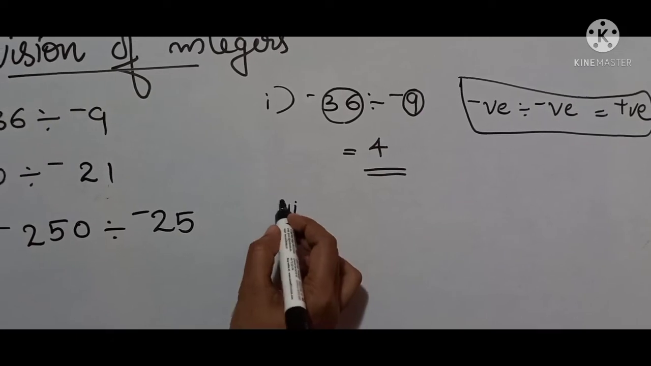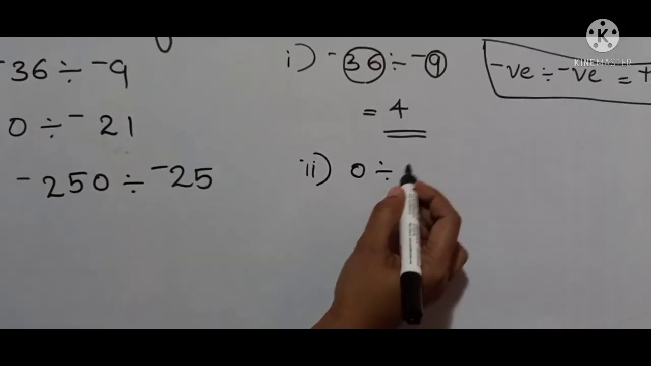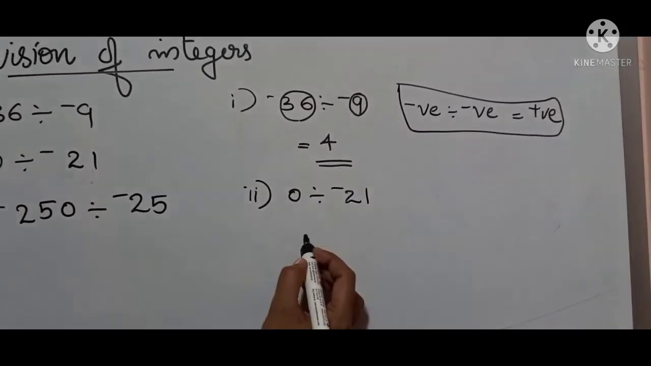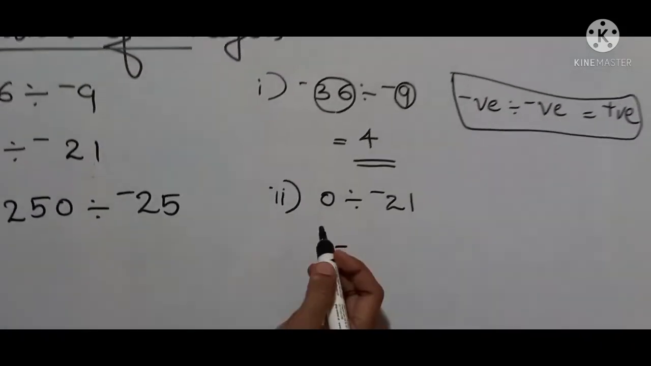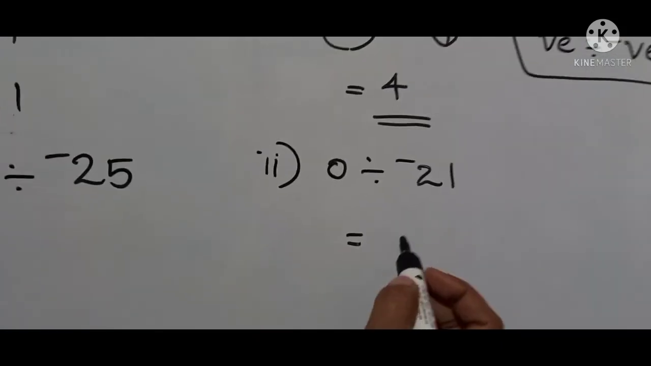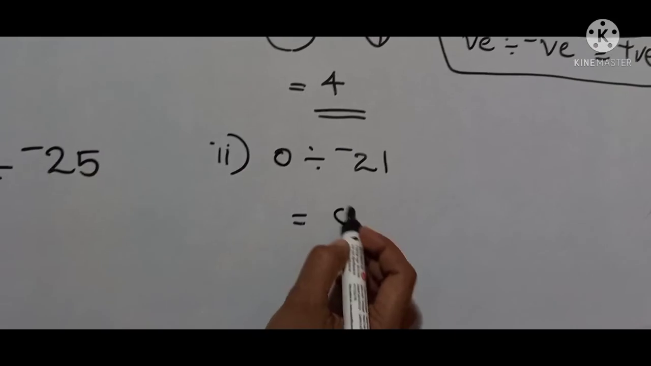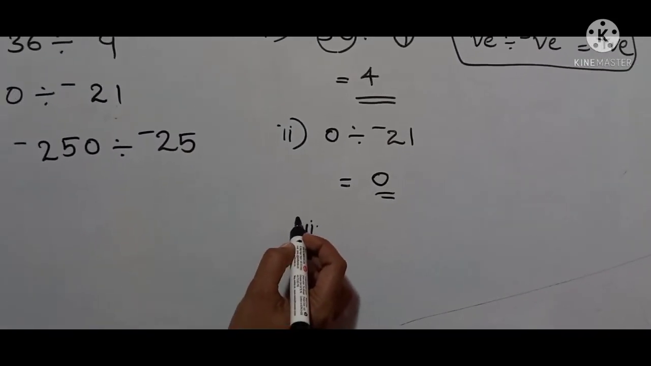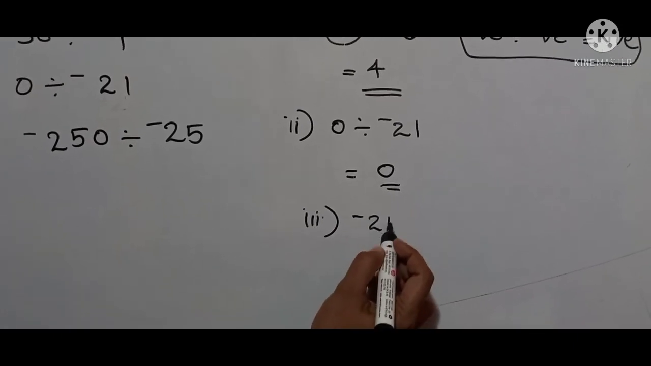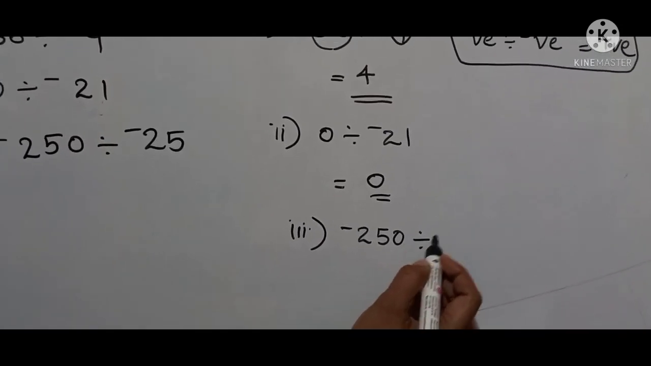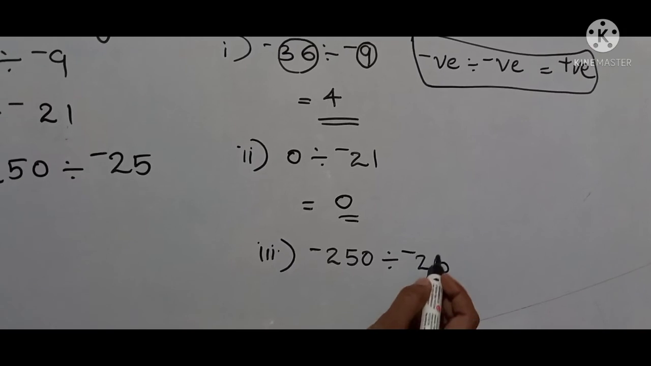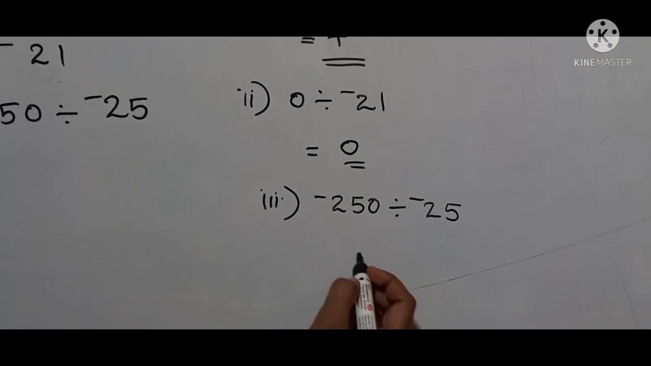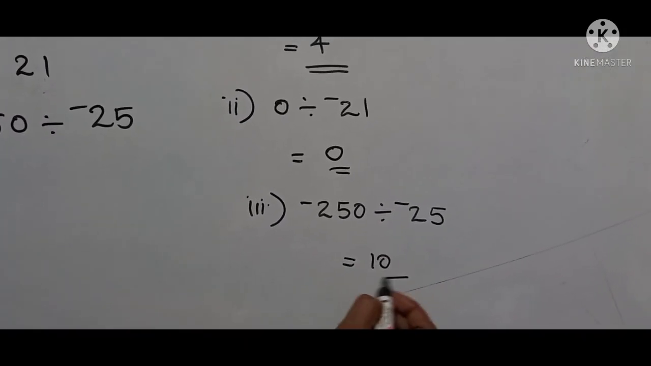Then similarly we can do the second one, 0 divided by minus 21. We know 0 divided by any integer, whether negative or positive, is 0 itself. Then the third one is minus 250 divided by minus 25. Then 250 divided by 25 is equal to 10. It is positive.